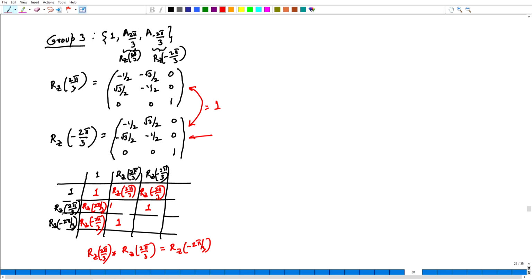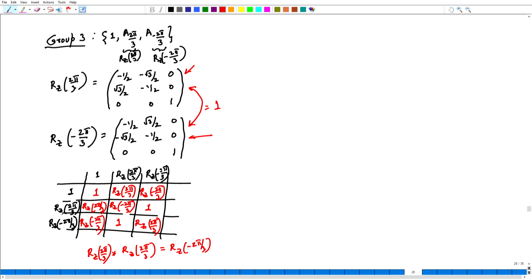So, this is Rz minus 2 pi upon 3, and finally, in this last cell we multiply Rz minus 2 pi by 3 into the same matrix. One would then get this as the result, which would be Rz 2 pi upon 3.